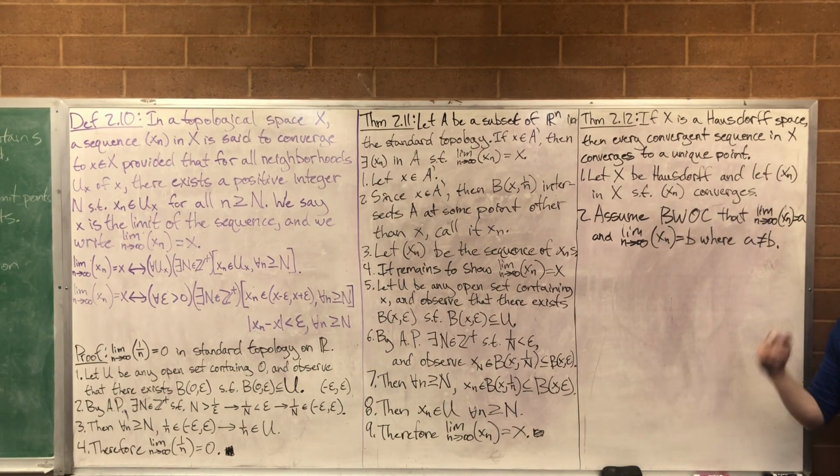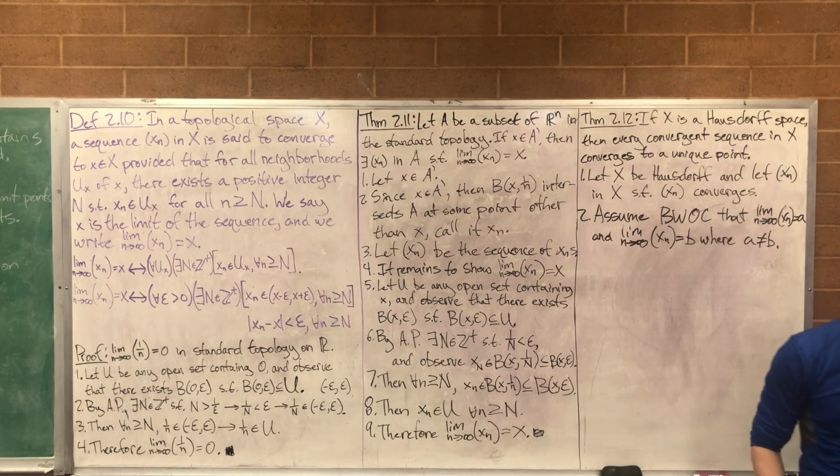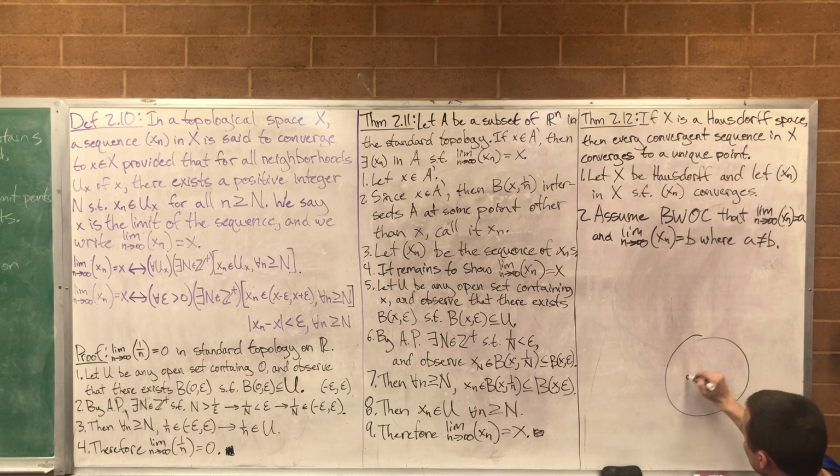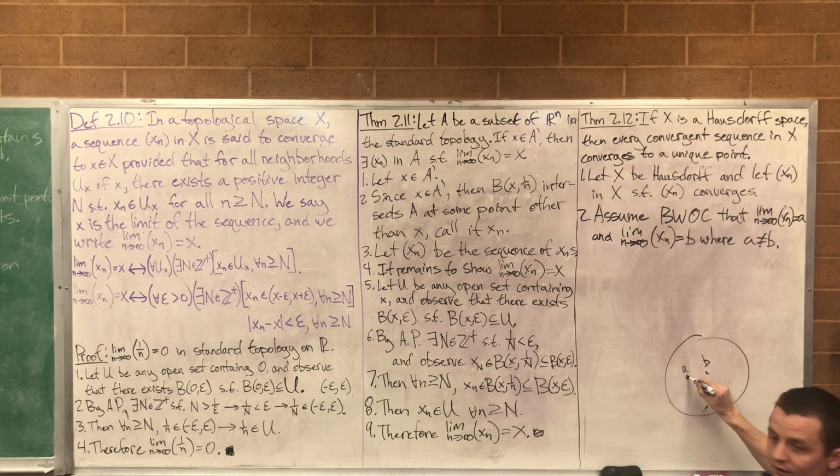Now, let's get intuition for why Hausdorff is enough for us to say this has to converge to one thing. So here's our topological space, here's A, here's B, they're distinct points. Now I'm saying I can find some sequence that gets closer and closer to A, and at the same time gets closer and closer to B. Why isn't that going to work?